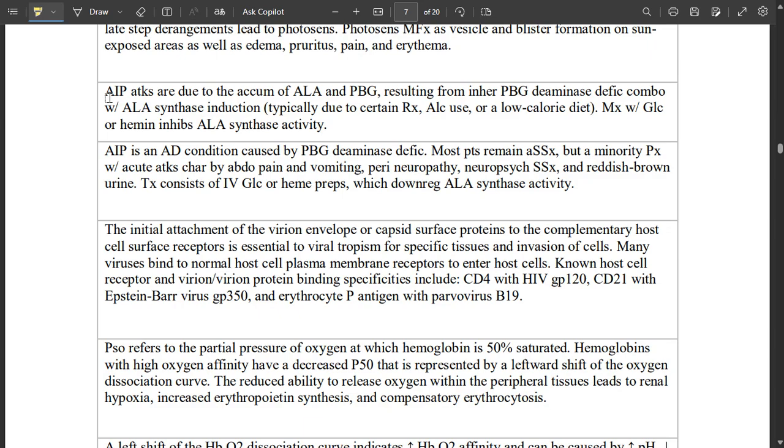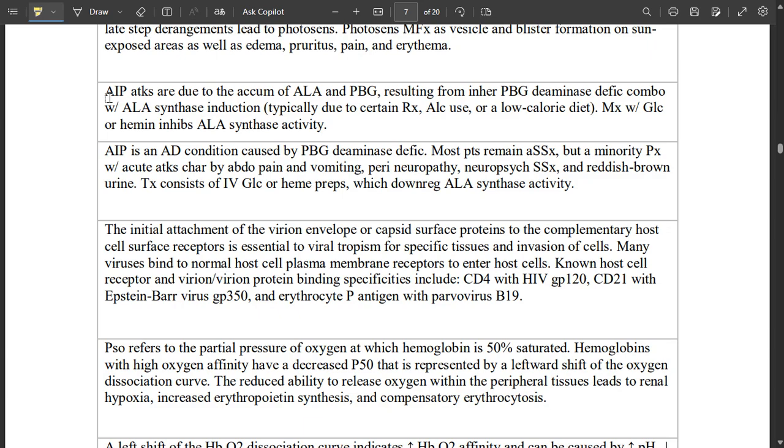So accumulation of ALA as well as PBG results in the formation of acute intermittent porphyria. It occurs due to inherited PBG deaminase deficiency along with ALA synthase induction, typically due to certain drugs, alcohol use, or a low calorie diet. Management is with glucose, say 10% dextrose, or hemin, which inhibits ALA synthase.